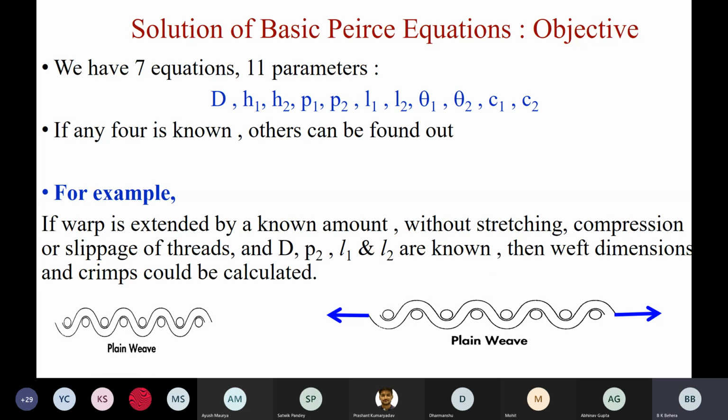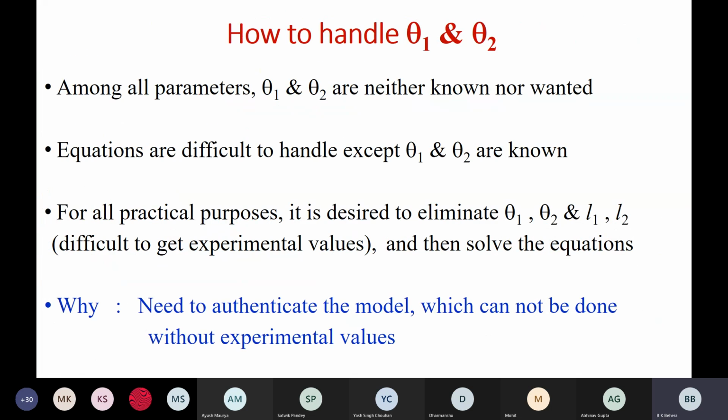But without stretching, compression or slippage of threads, if you know these 4 things, D, P2, L1, L2, there is no such D parameter in the fabric. This capital D is equal to D1 plus D2, end diameter of warp plus end diameter of weft, sum total is capital D. Then weft dimensions and crimps could be calculated. Okay, that is just for one example. If you know these 4, other things can be calculated.